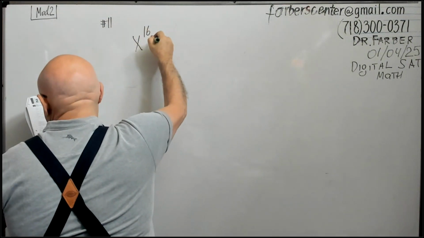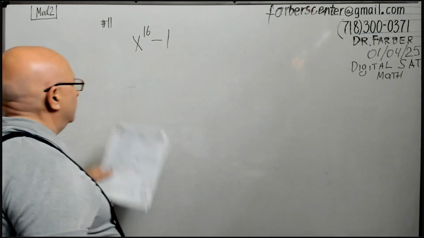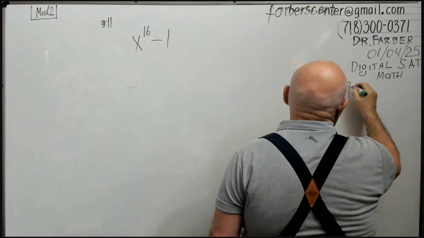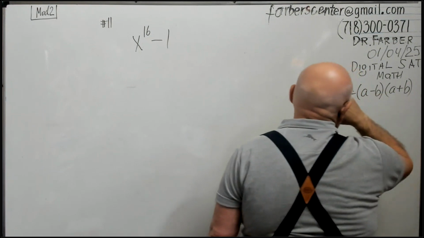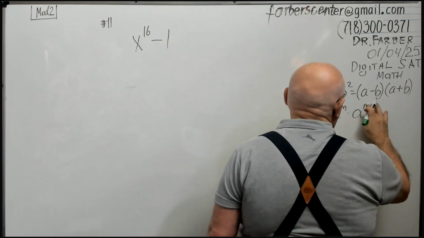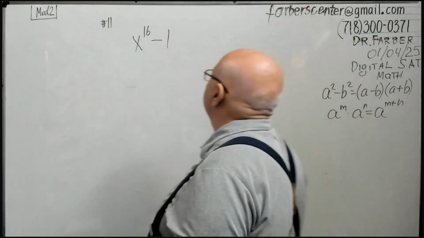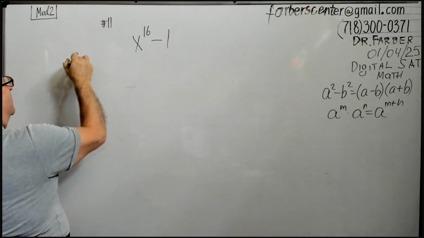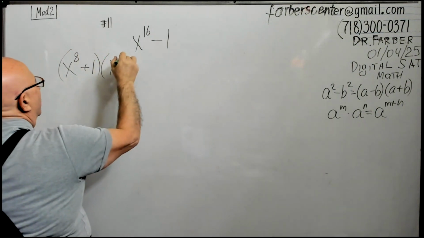x^16 minus 1. And they ask which of the following is not a factor. And they have a formula: a squared minus b squared equals a minus b times a plus b. In addition, you have to know that a to the power m times a to the power n equals a to the power m plus n. So factorize. It would be x to the power 8 plus 1 multiplied by x to the power 8 minus 1.